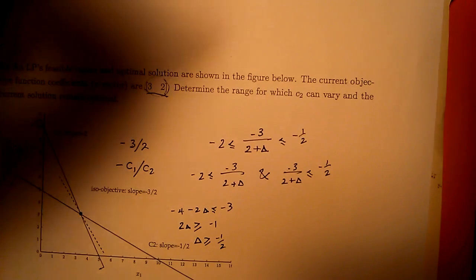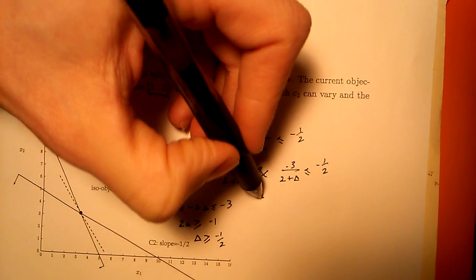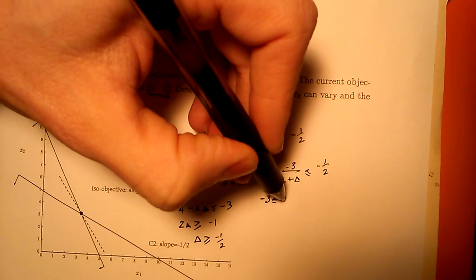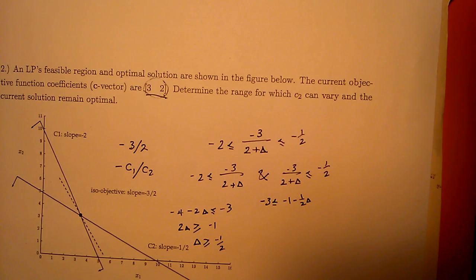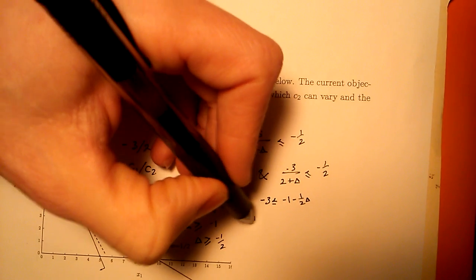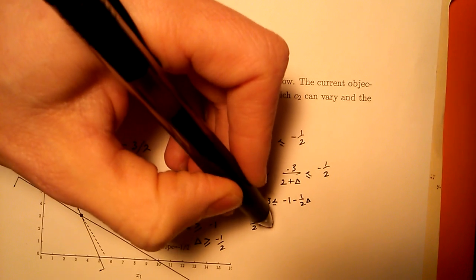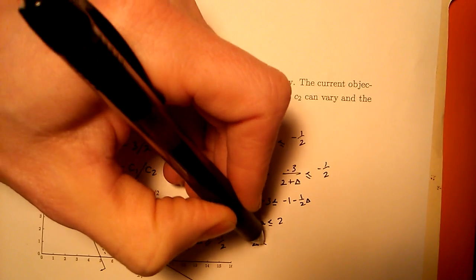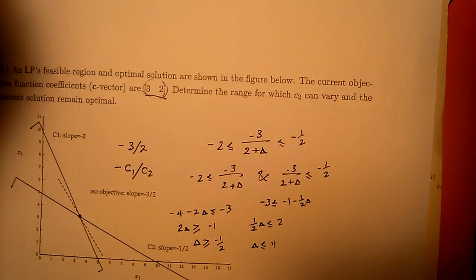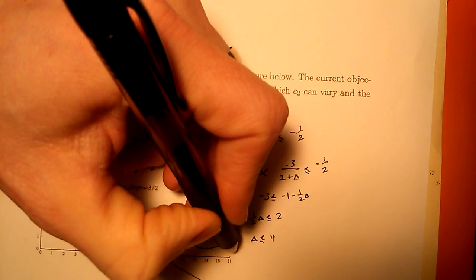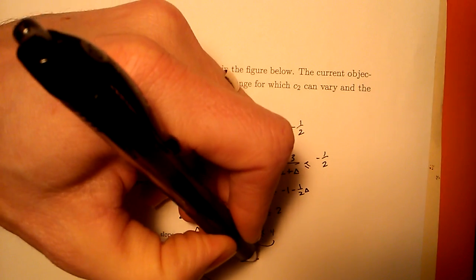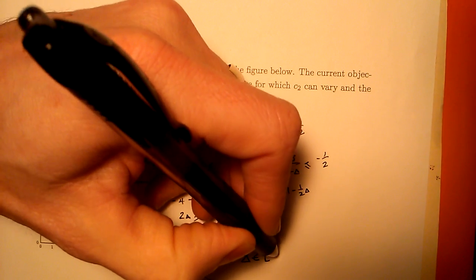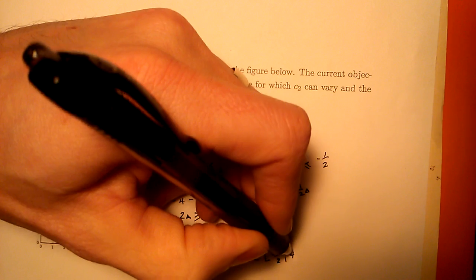Okay, working on the second inequality here, I'd get negative 3 less than or equal to minus 1 minus 1/2 delta. So I'd have 1/2 delta less than or equal to 2, or delta less than or equal to 4. Okay. Using these two pieces of information together, we get delta can range from negative 1/2 to 4.